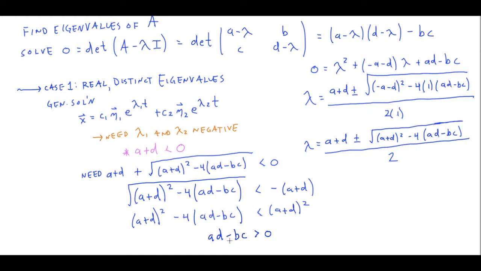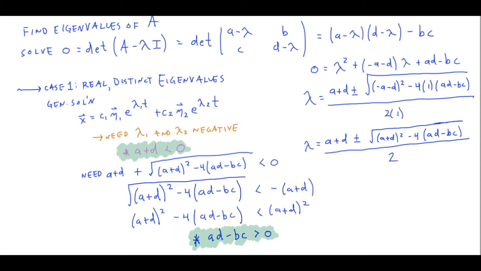And so there's two requirements that must be in place here. First of all, A plus D has to be negative, but then secondly, the determinant of the matrix, AD minus BC, has to be positive. So what I've determined here is that if this eigenvalue expression yields real distinct eigenvalues, then what needs to be true is that both these two criteria here are met.